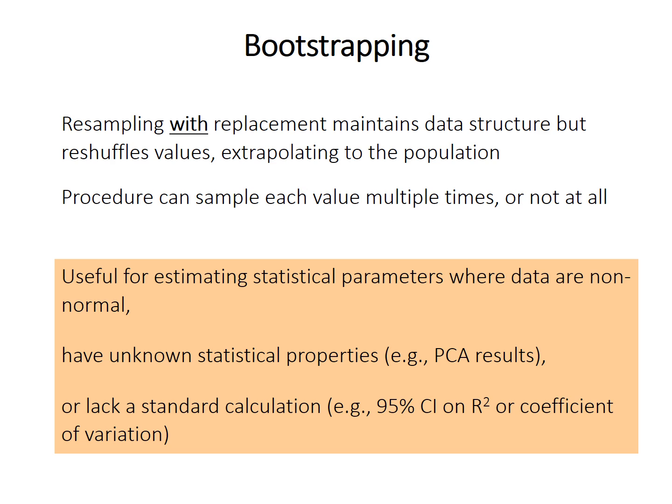But bootstrapping is useful in many other situations, like for non-normal data, when the mean and that confidence interval formula don't really apply. The really big benefit of bootstrapping is to estimate statistical parameters for things that have unknown properties, say like the results of principal components analysis, or PCA, which we'll discuss in a few weeks. Or we can use it to bootstrap estimates on things that don't even have a standard calculation, like R-squared in our example, or the coefficient of variation.